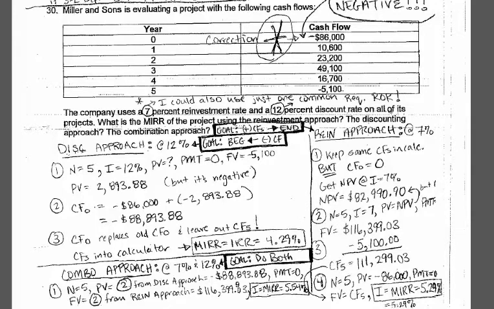Now, which is better? Well, that may be kind of hard to say, but you can certainly look at these three and take an average if you wanted to. But these are three different ways to find a modified internal rate of return.